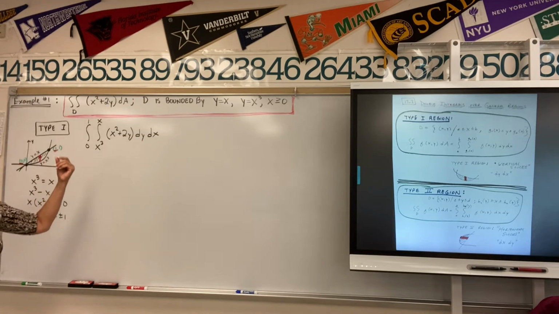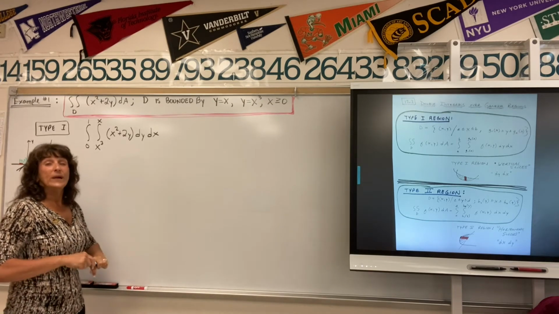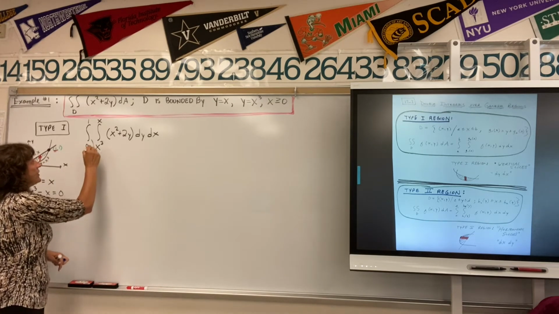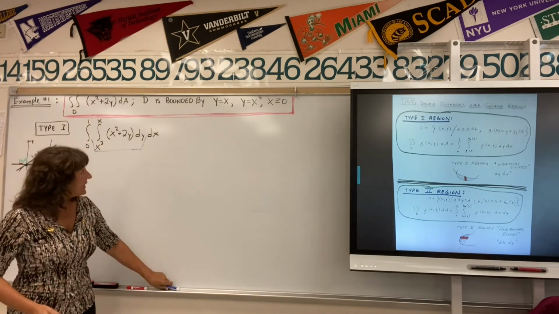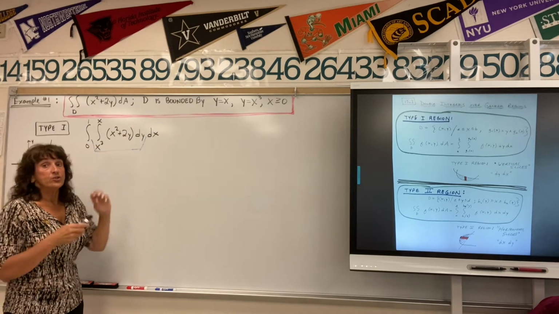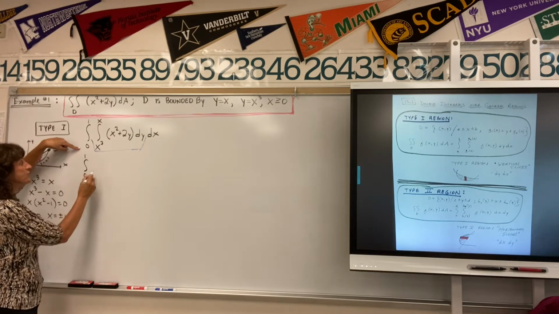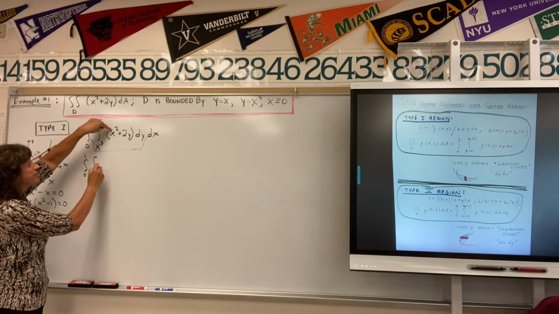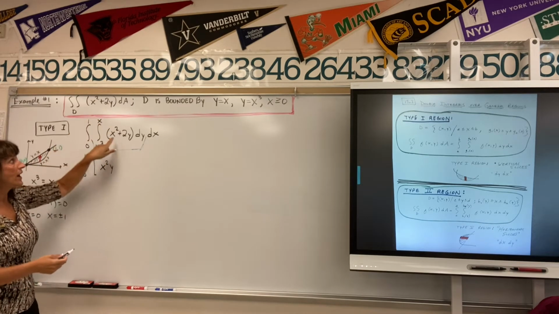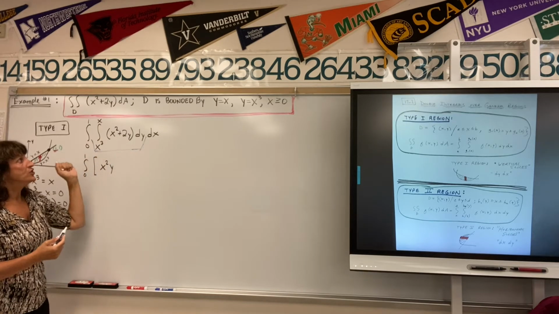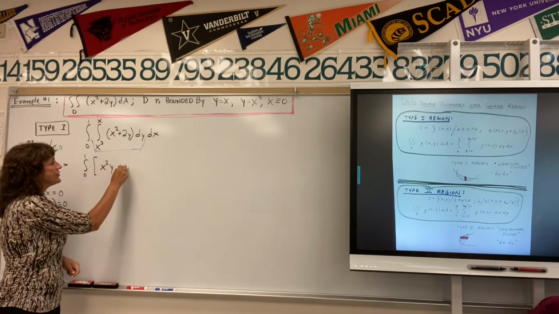Now to evaluate, if you remember from the last video when we were evaluating iterated integrals, we start from the inside and work to the outside. So we want to start by integrating with respect to y first. x is treated as a constant, so x squared times y. Integrating 2y with respect to y, you get 2y squared over 2, and the 2's will cancel, so y squared.